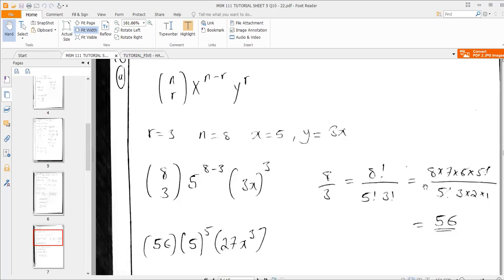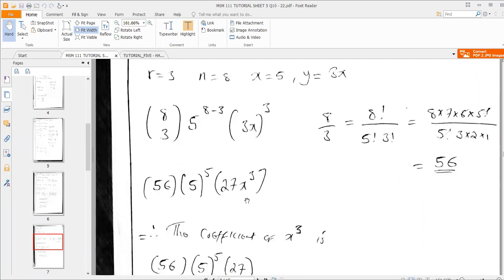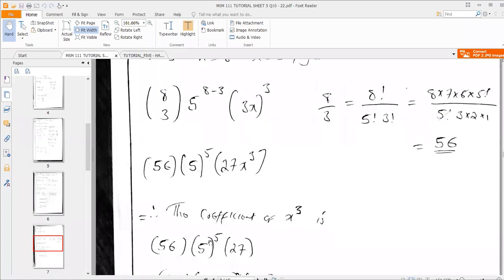When you do the manipulations there, you play around with this. So you have 56, then 5 to the power 8 minus 3, it's 5, right? So it's 5 to the power 5. Then here we have 3 to the power 3, it's 27. x to the power 3 is x to the power 3, isn't it? So we are ignoring this x to the power 3 because we're just interested in the coefficient. The coefficient is the 56 times 5 to the power 5 times 27 there. So this is our coefficient, right?